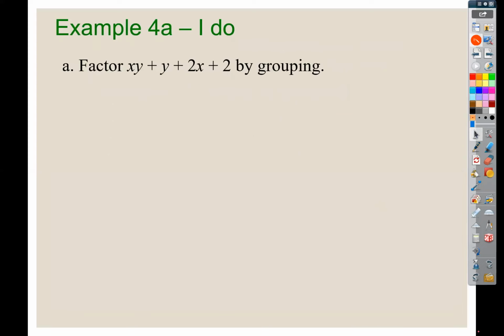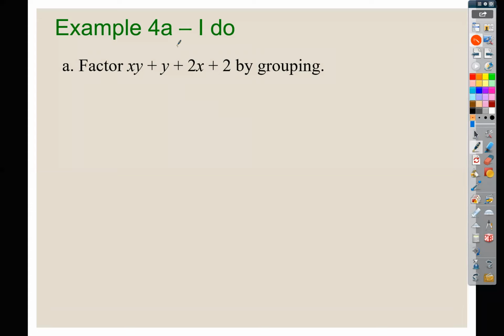So here we go. If you have a quadrinomial, so 4 terms, I like to split it in half with a line. What can I take out of the first part? So what can I factor out? What do they have in common? They have a y. What do I have to multiply to y to get this? I need an x and a 1.